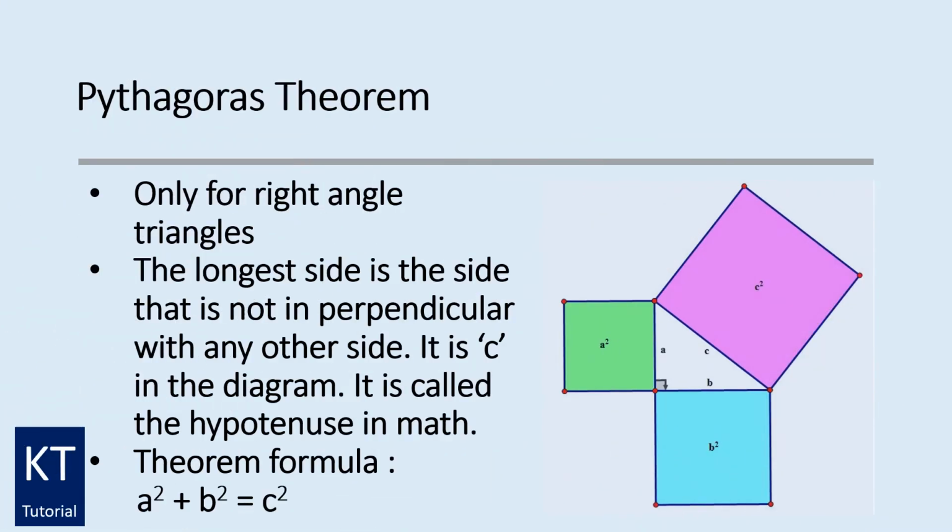To wrap up this segment, I will introduce Pythagoras Theorem. Do note that it is only for right-angled triangles. The longest side of the triangle is the side that is not in perpendicular with any other side. It is C in the diagram on the right. It is called the hypotenuse in math. Pythagoras theorem carries the famous formula a squared plus b squared equals c squared.